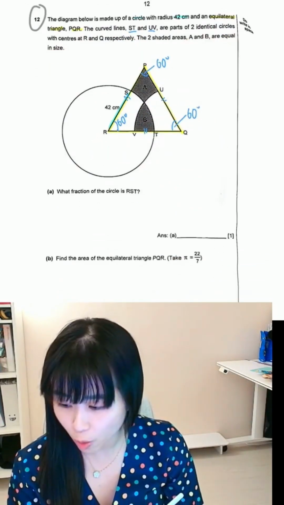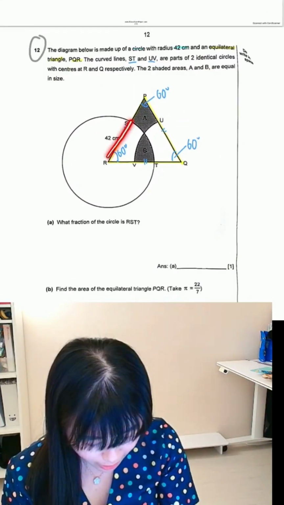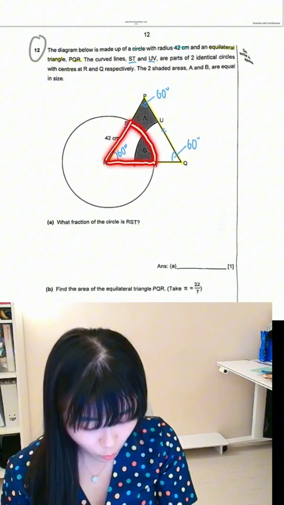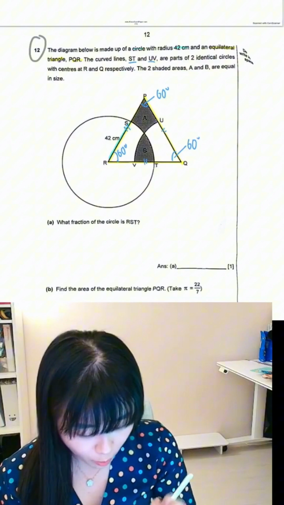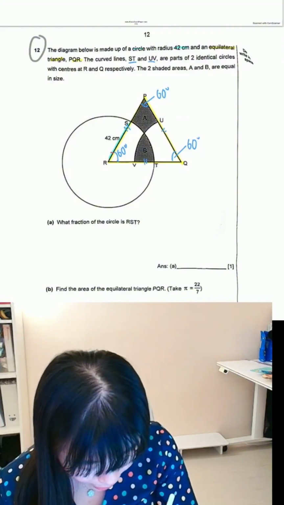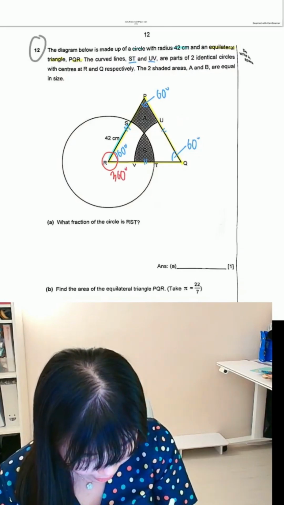The question asks you for what fraction of the circle is RST. So RST is like this. What fraction of the circle is it? It just goes back to your circle, your angle property. Tell me, angles at a point, this whole thing is how many degrees? 360. If your RST is like that, right?